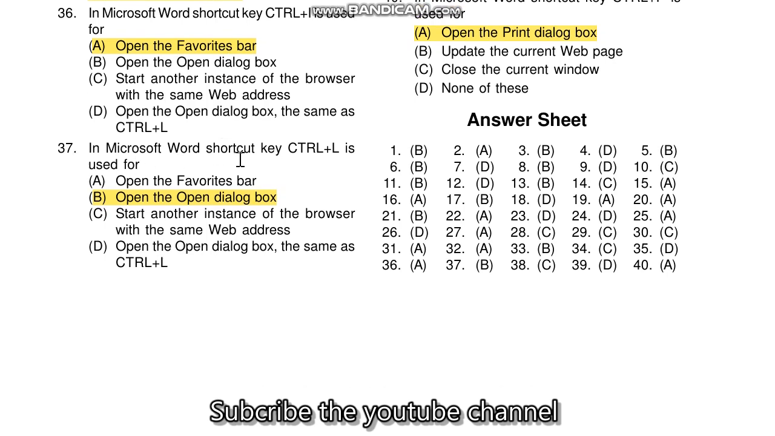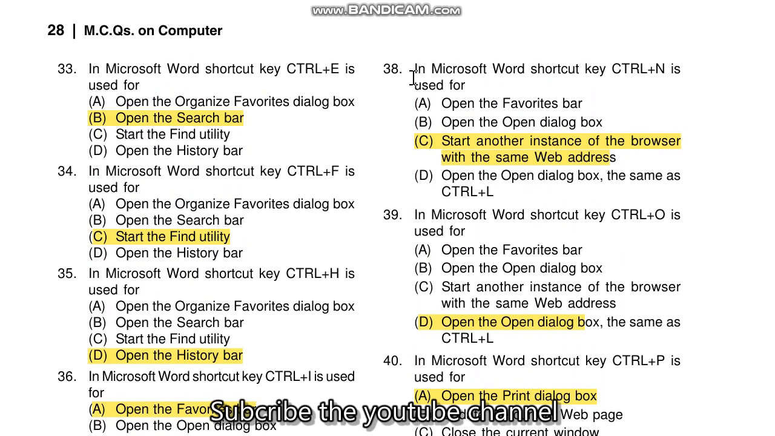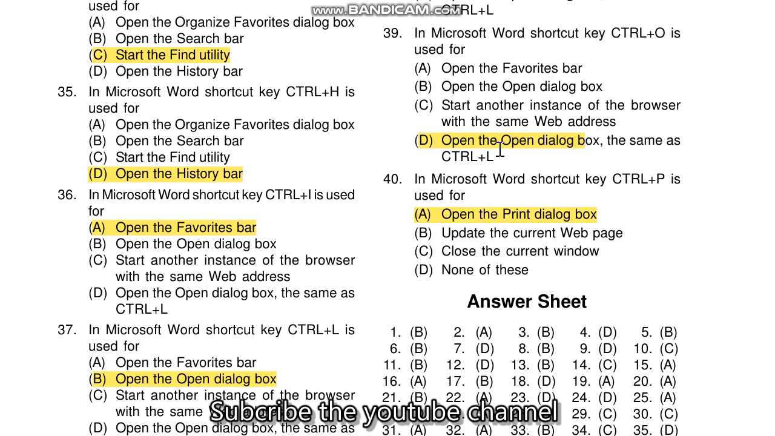Question 37: in Microsoft Word, shortcut key Ctrl+L is used to open the dialog box. Question number 38: shortcut key Ctrl+N is used to start another instance of the browser with the same web address. Question number 39: shortcut key Ctrl+O is used to open the dialog box, the same as Ctrl+L. Question number 40: shortcut key Ctrl+P is used to open the print dialog box.